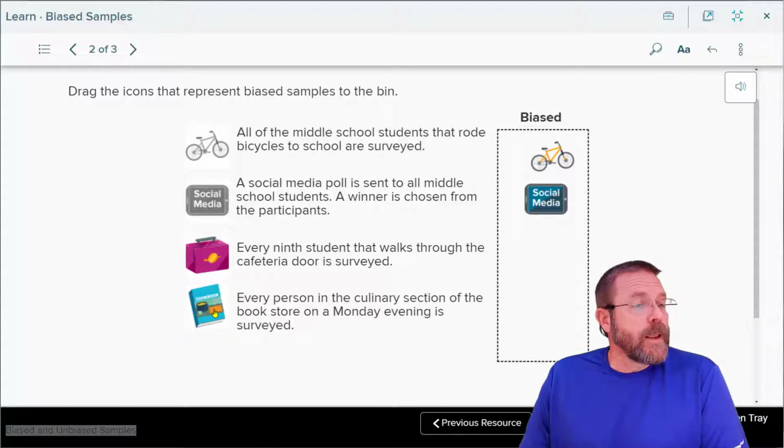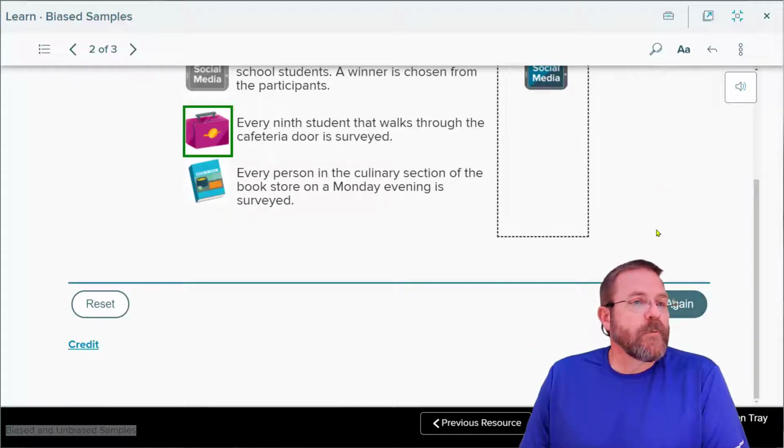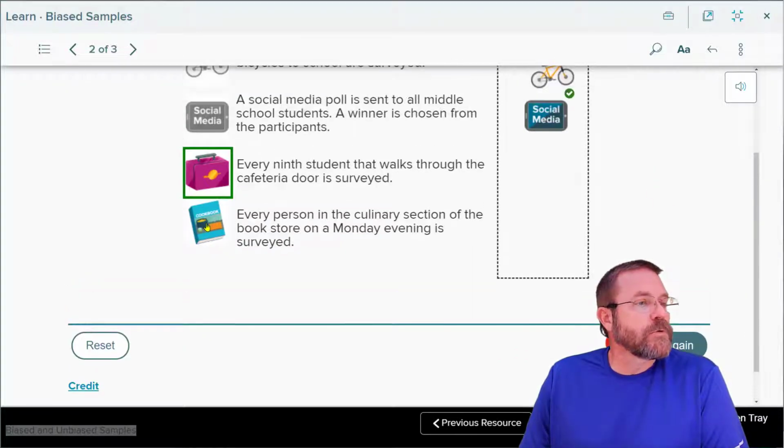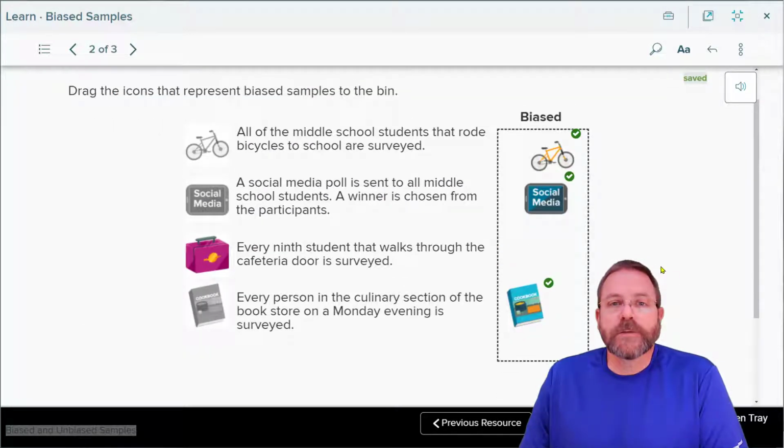And then finally, every person in the culinary section of a bookstore on Monday evening is surveyed. I'm thinking that's going to be biased because that's only focusing on people who really care about food. Let's see if I'm right. Oh, excuse me, I'm sorry, that one should have been biased. So let's check on that, and now we've got a good answer right here.